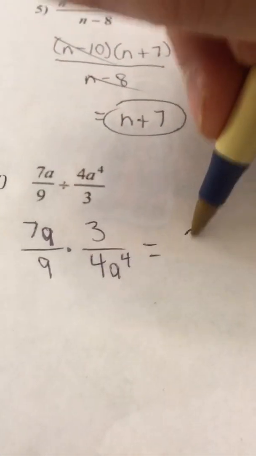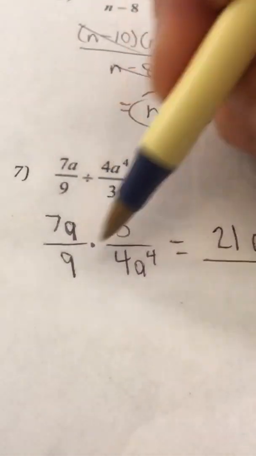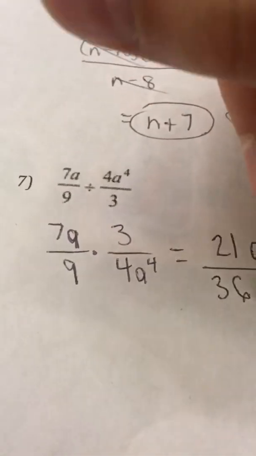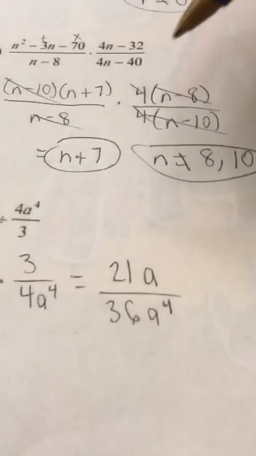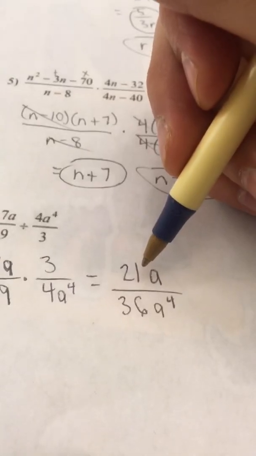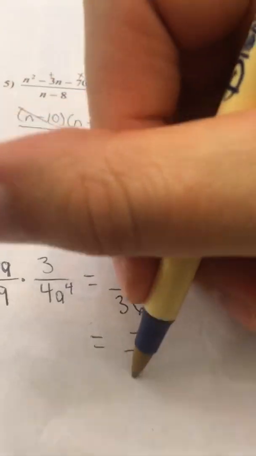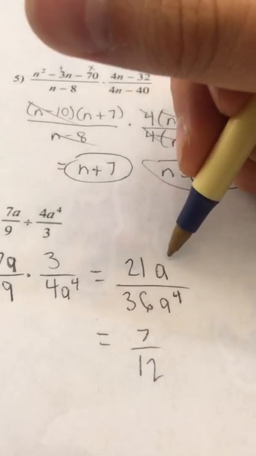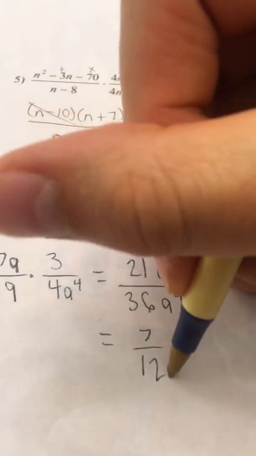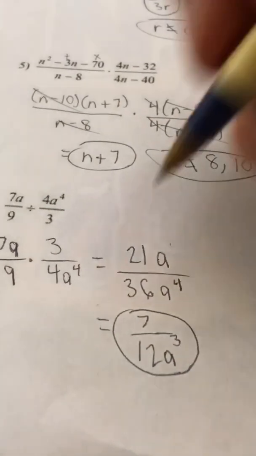Either way, I'm going to multiply across first. 7a times 3, 21a over, now this is a 9, not an a. So 9 times 4a to the 4th, 9 times 4 is 36, a to the 4th. Now we just have to reduce this. So 21 over 36, let's see, we can definitely divide by 3. That's going to leave me with 7 over 12. And then the a's, remember that's a to the 1 right here. And subtract those exponents because we're dividing, going to leave me with a to the 3rd on bottom. 7 over 12, a to the 3rd.